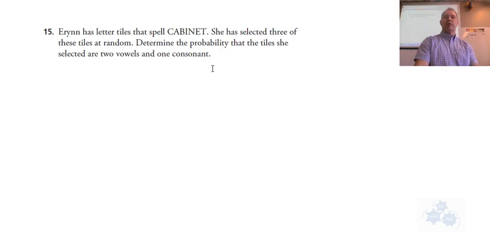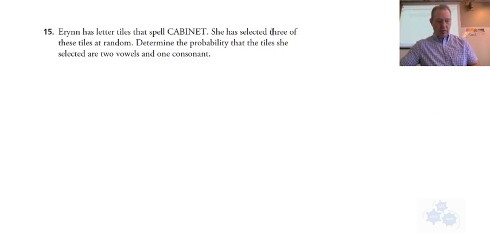Okay. So there's some restrictions here, right? We would be able to find out how many options there would be, and we would have to narrow things down to vowels and consonants. And it's probability, so we do have to find out what the total is, right? How many different ways could you pick 3 of these? Let's see, how many tiles are there here? 1, 2, 3, 4, 5, 6, 7.